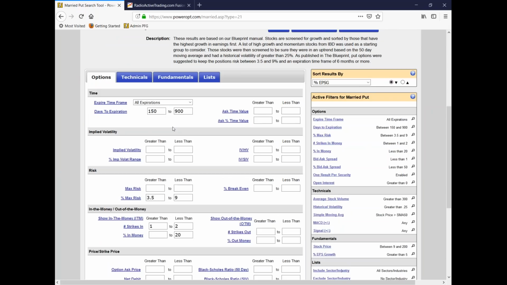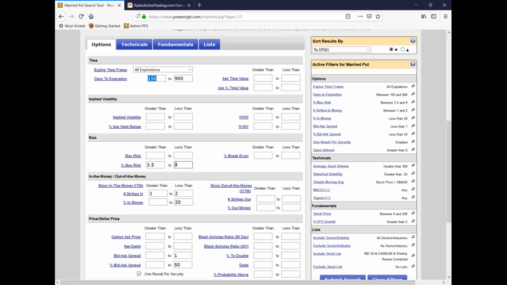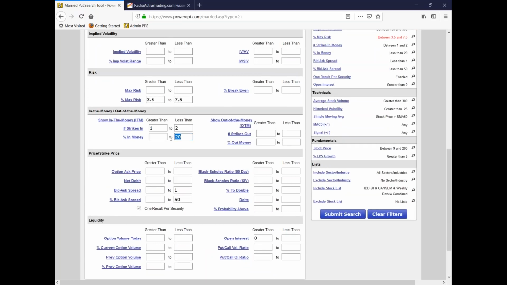What would I change? Well, I already told you the option criteria. I want to go at least 150 days out in time to put time on my side and have a lower cost per day, rather than buying month by month by month and having a higher annualized return for the put. I can control my risk, and I'm going to do that. My goal is 7.5%, excuse me. Usually about 7.5, 8% is the highest I'm willing to go. And I don't want to go more than 20% in the money. Typically, I don't want to go more than 2 strikes in the money either. Why?